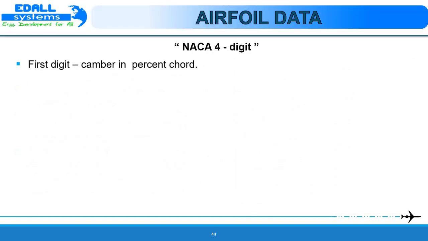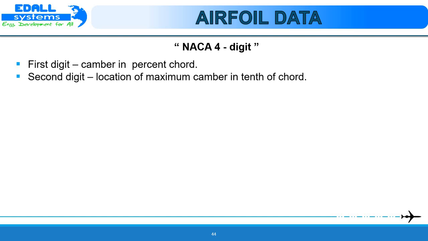NACA 4-digit series. The first digit represents the camber in percent of chord. The second digit represents the location of the maximum camber in tenths of chord. The third and fourth digits represent the thickness of the chord. Let us see an example.